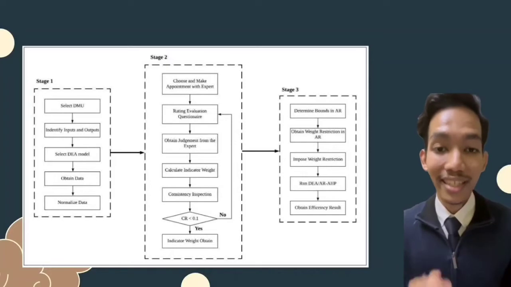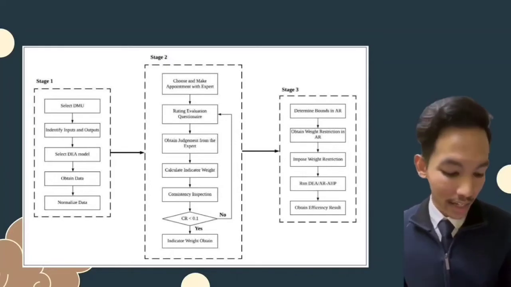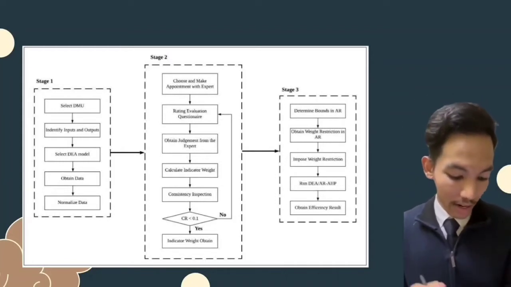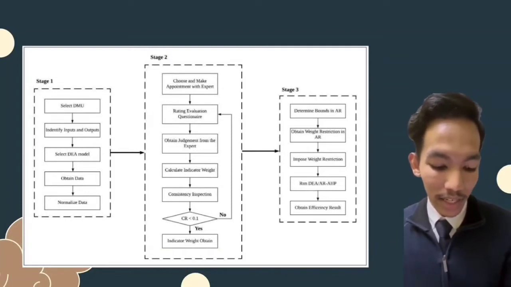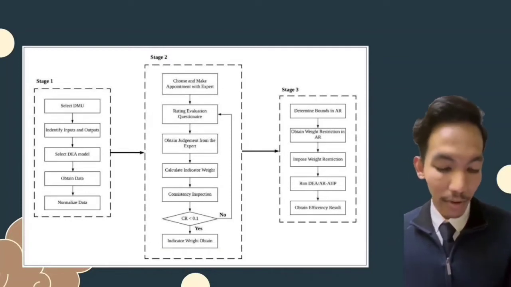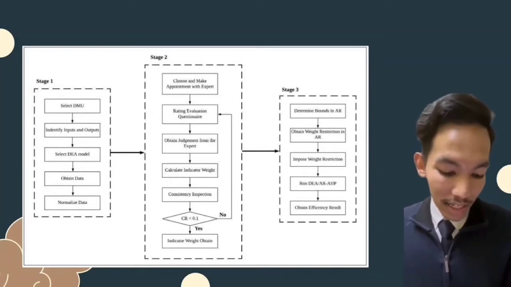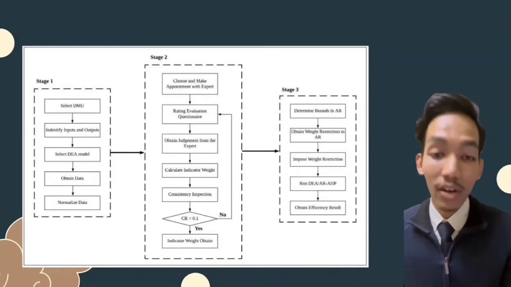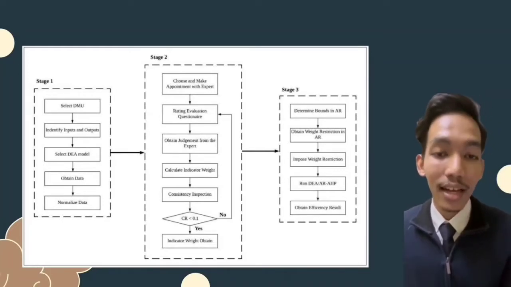Stage number 3, which is the AR and the hybrid DEA-AR AHP method. The first thing is to determine the bound in AR using the weight obtained in AHP. Then, after that, we're going to obtain the weight restriction in AR, and from that weight restriction, we're going to impose the weight restriction into the AR AHP. Then we're going to run the hybrid method, and finally we're going to obtain the efficiency result of the hybrid DEA-AR AHP method.